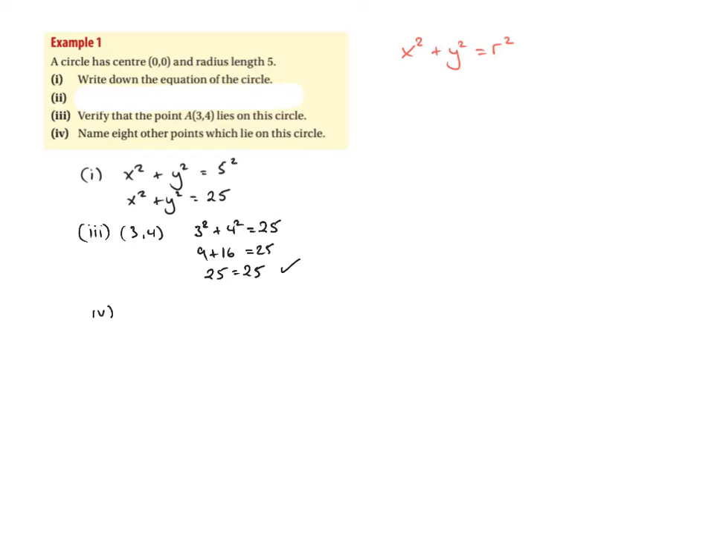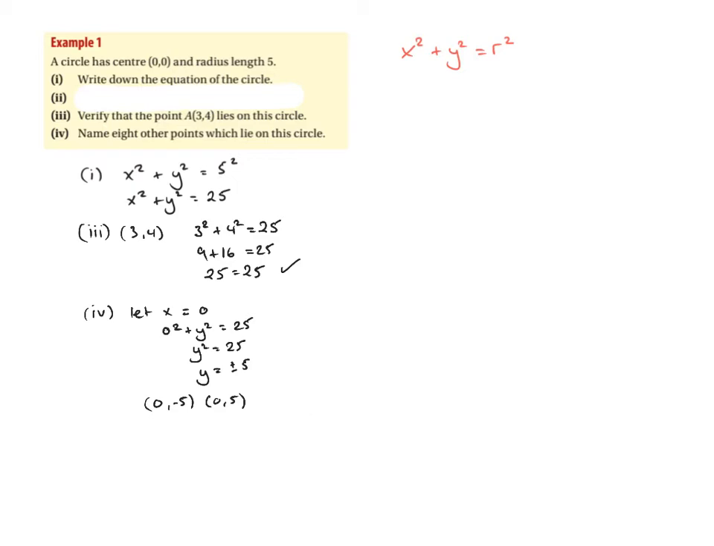It then says name 8 other points which lie on this circle. This is where you just stick some numbers in. So I'm going to say let x equal 0. If x is equal to 0, then what I'm going to end up with is 0 squared plus y squared is equal to 25, which means that y squared is equal to 25, which means that y is equal to plus or minus 5. So I've got two coordinates already. I've got 0 and minus 5, and I also have 0 and 5 coming from there.